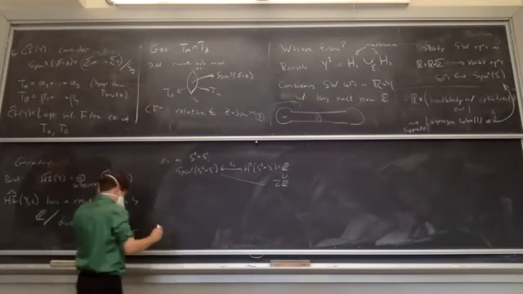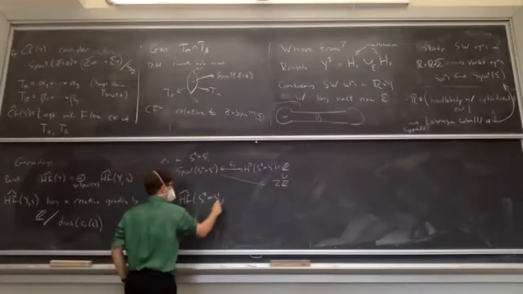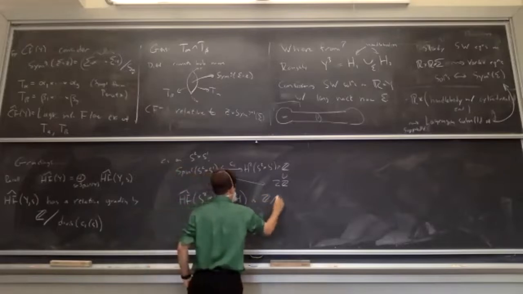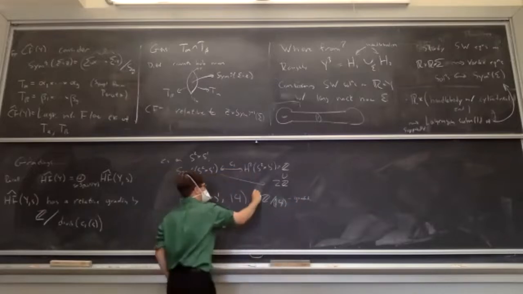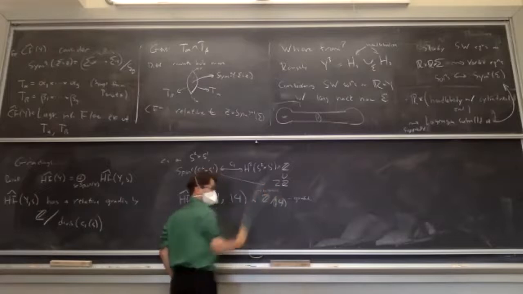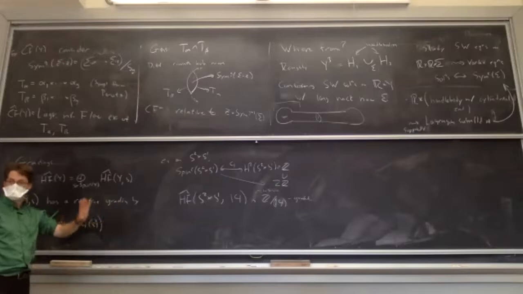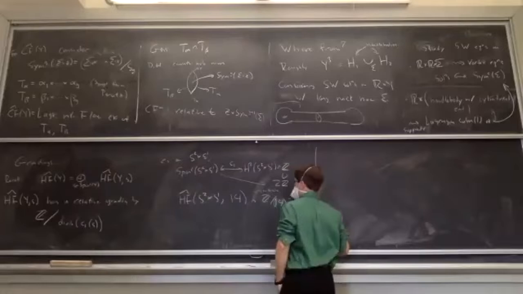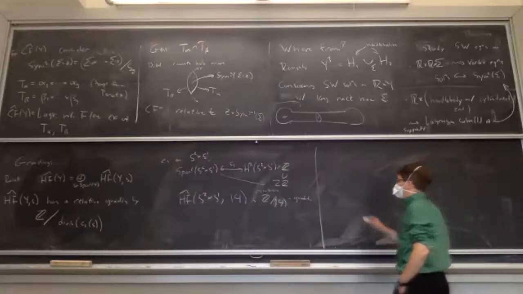And now HF hat of S2 cross S1 in spin C structure 14 is Z mod 14 graded. Relatively Z mod 14 graded. Okay, and now you ask me what's going on, why is this true? So I'll connect this to what's going on in Lagrangian intersection Floer theory.